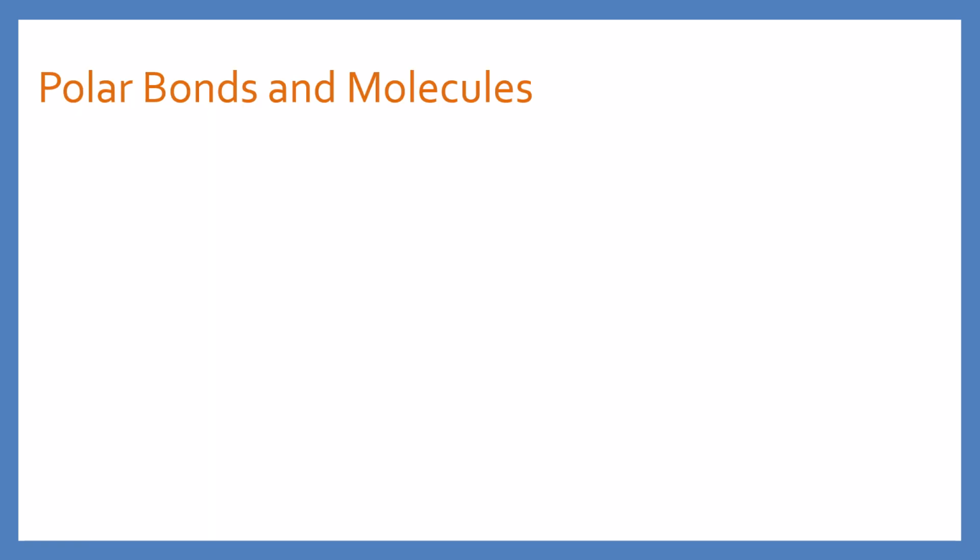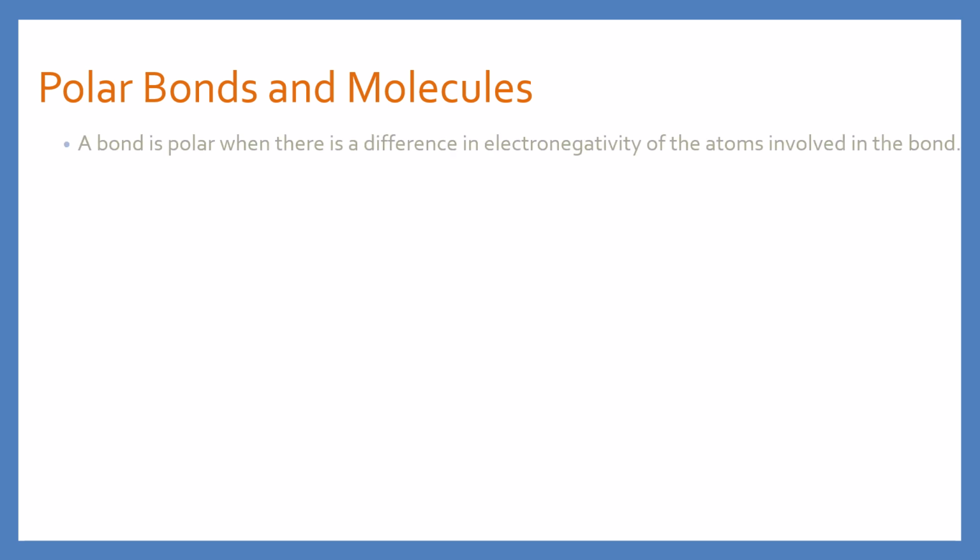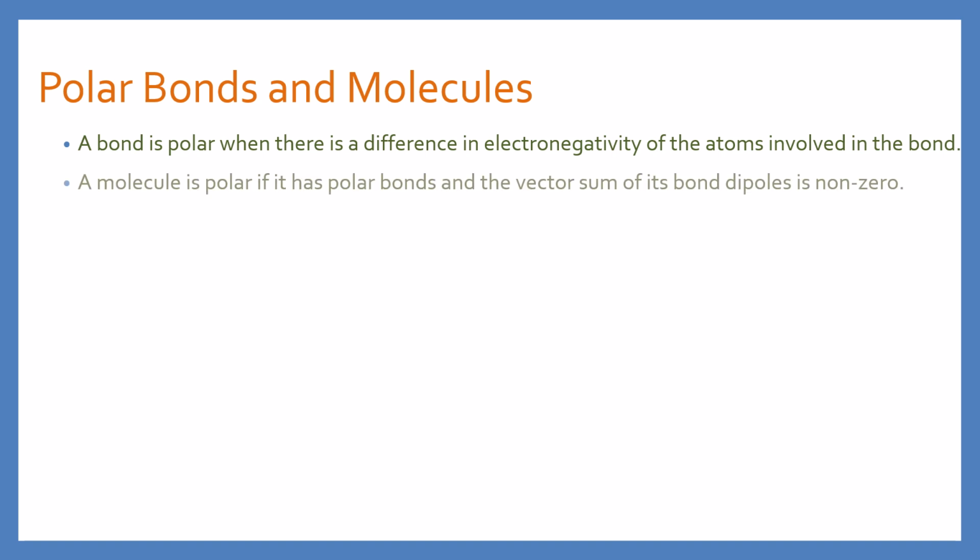Moving on to polar bonds and molecules. We just talked about dipoles, looking at the water molecule. Now we need to discuss when a molecule itself is polar. So a bond is polar when there is a difference in electronegativity of the atoms involved in the bond. We saw this in the water molecule example. A molecule is polar if it has polar bonds and the vector sum of its bond dipoles is non-zero.